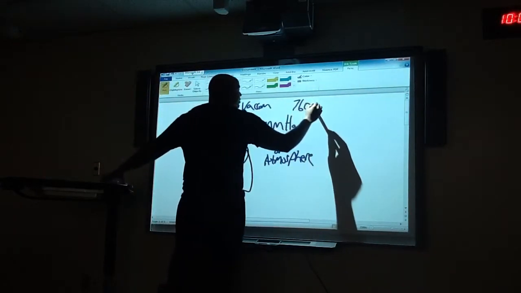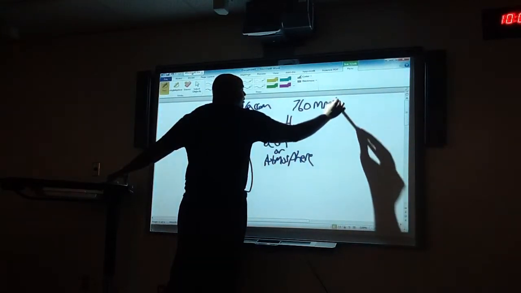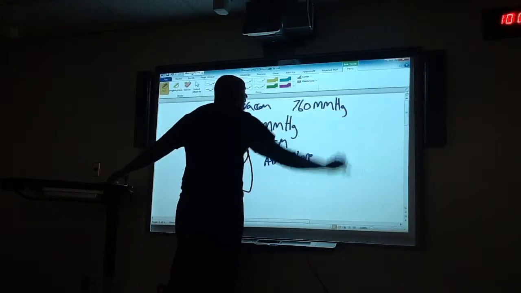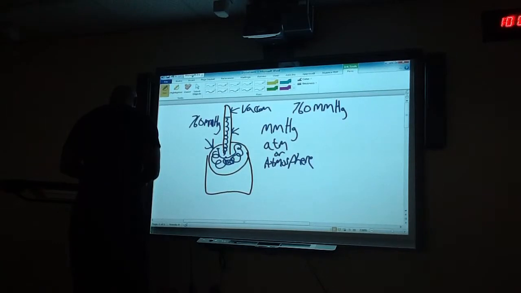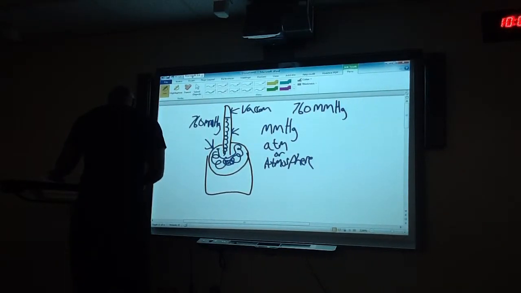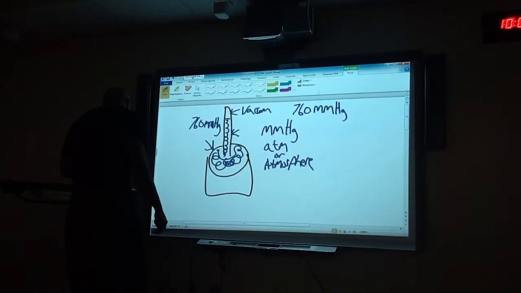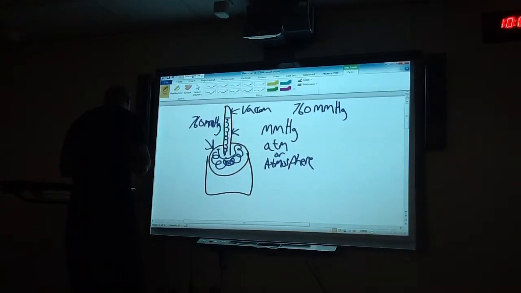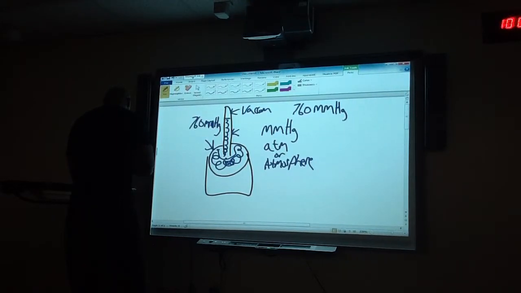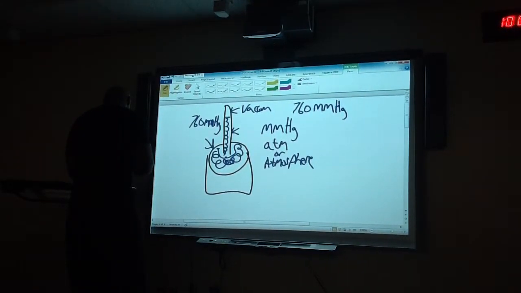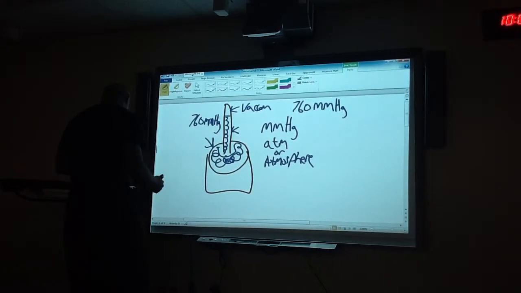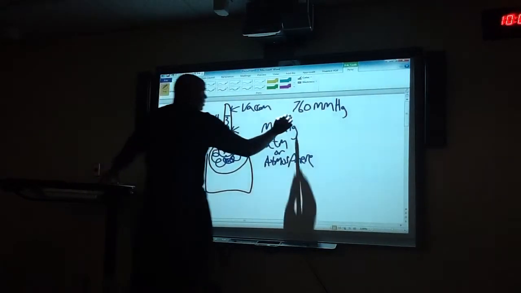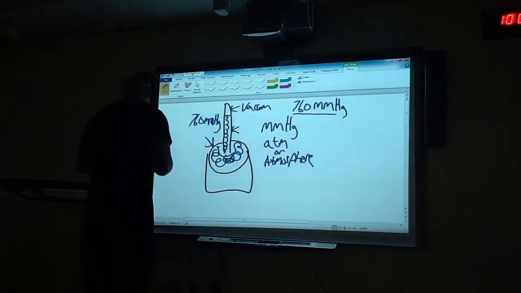760 millimeters per mercury. All right. And the reason why that's so is because it actually stopped at 760 millimeters per mercury because the air pressure pressing down is enough to balance out the gravitational pull of the mercury wanting to come down at that point, which is basically at sea level. We have 760 millimeters mercury.